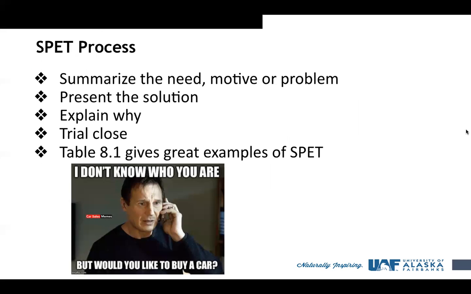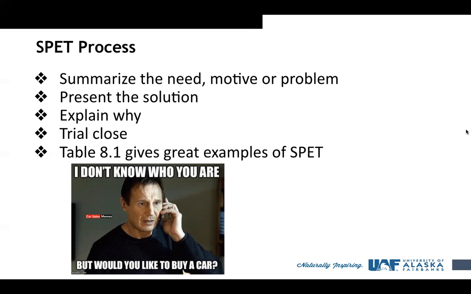There's a 4-step process called the SPET process that you're going to see, and that process is laid out right here. The first step is to summarize the need, the motive, or the problem. That's really important. You're basically saying, okay, this is what I've heard from you. You're telling them exactly what you've listened to. This provides an opportunity for the customer or client to correct any information you have, to clarify, and to make sure that you're on the same page and that you're not assuming or saying something they are not actually saying. So you summarize the need, the motive, or the problem.